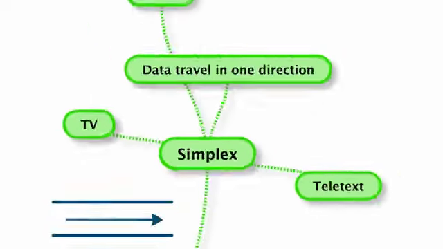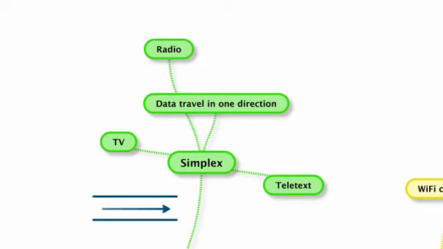Simplex. Simplex is where data can only travel in one direction. So the data will be traveling down a wire in one direction. So data can only travel down in one direction. An example could be a TV or your radio or teletext.